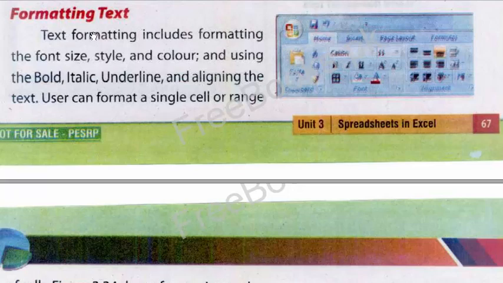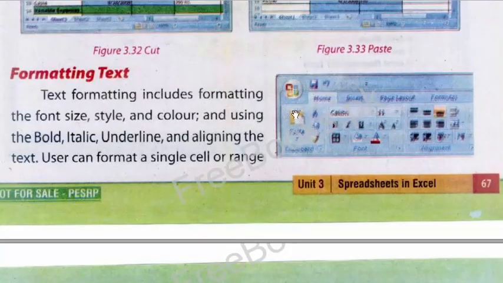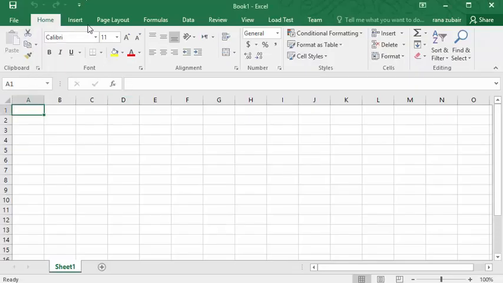Let's see. Text formatting includes formatting the font size, style, font family, and color, and using bold, italic, underline, and aligning the text. A user can format a single cell or a range of cells. Figure 3.34 shows formatting tools. These are the formatting tools in Excel. Here, the font box and the alignment toolbox.